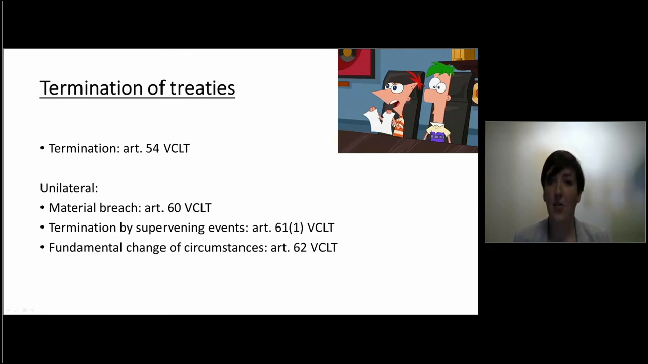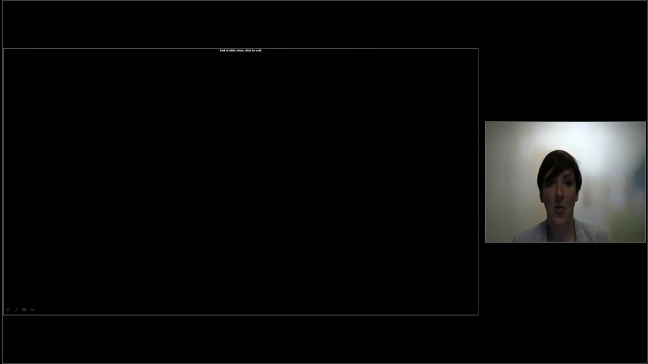And there's also the escape of the fundamental change of circumstances. States would like to use that quite a bit, that they would argue that circumstances have changed to such a dramatic point that they would no longer be bound by the treaty. However, this is by the ICJ not easily granted because it leads to much misuse.